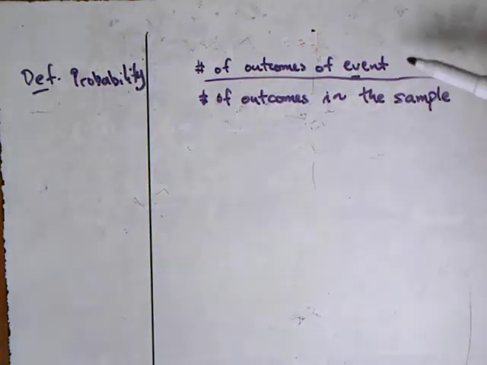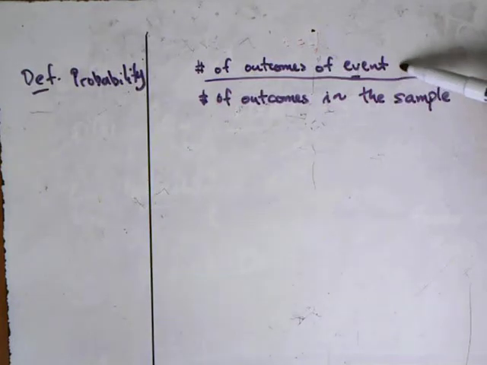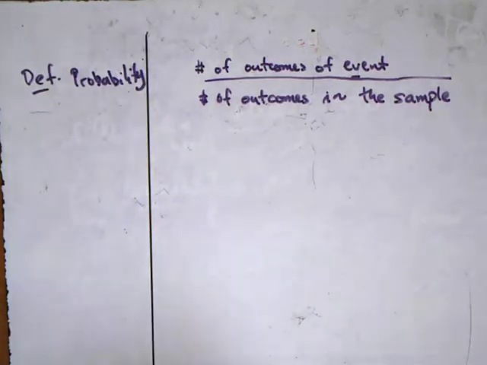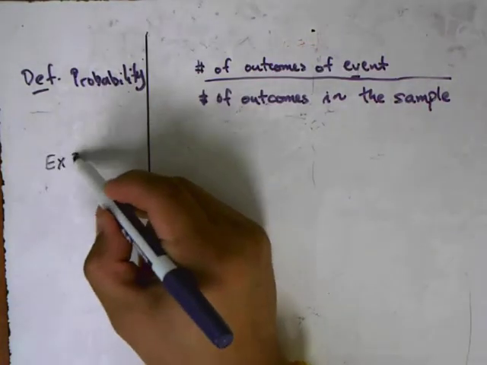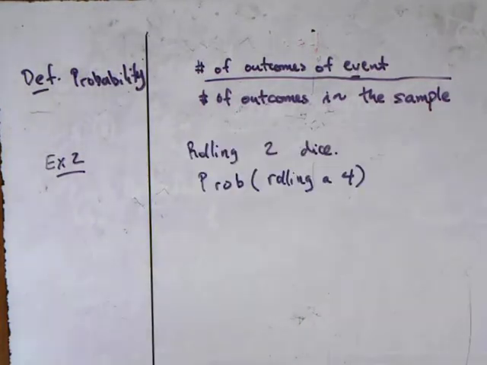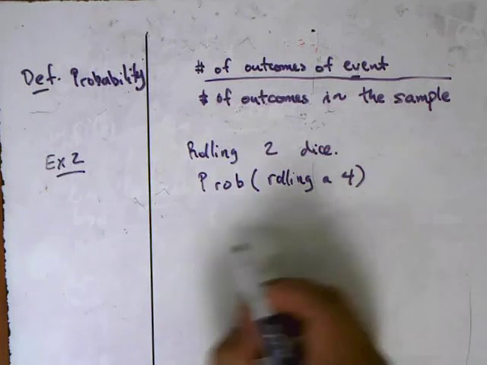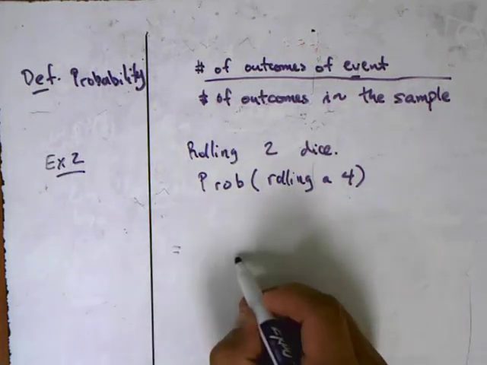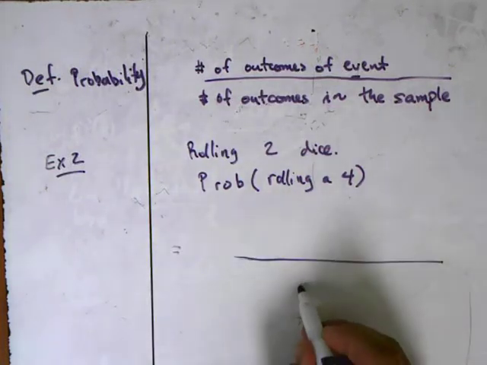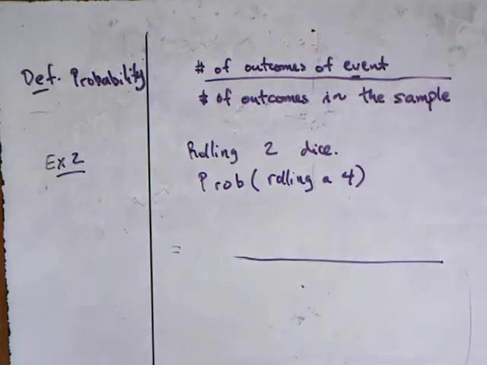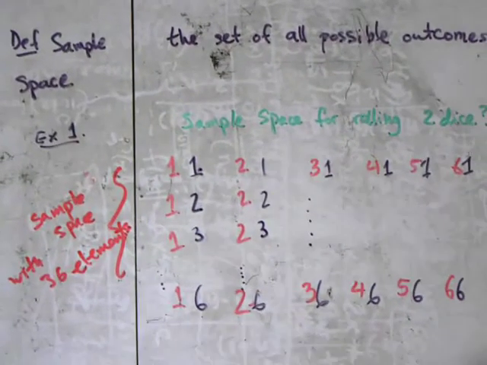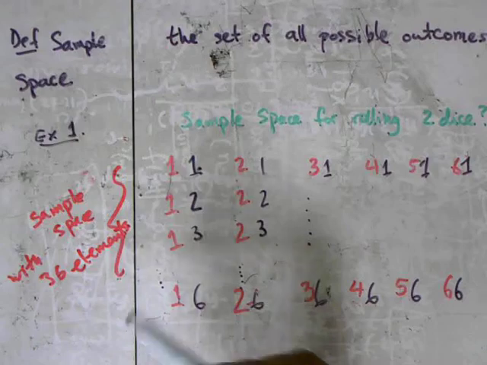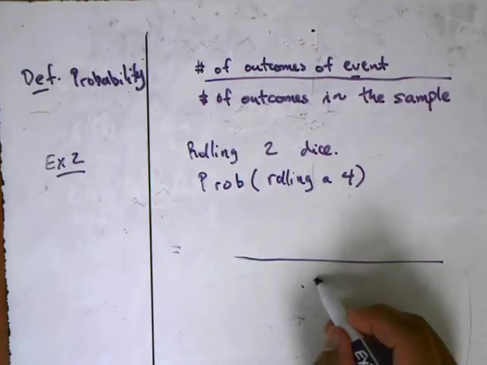We're really counting the number of ways an event can occur, and then counting the number of ways that an event can occur all within that sample space. Okay. So let's look at another example. If you're rolling 2 dice, what is the probability of rolling a 4? Well, the probability of this is the number of outcomes in the sample space here, in the denominator. And we saw from the last example that if you're rolling 2 dice, there are 36 elements in the sample space. So the denominator is 36.